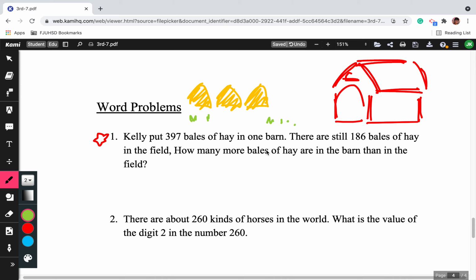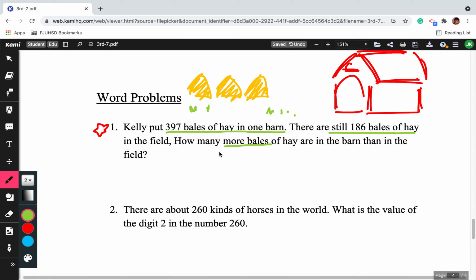Okay, let's look at a word problem. Kelly has 397 bales of hay in one barn. There's still 186 bales of hay in the field. How many more bales of hay are in the barn than in the field? So, what we're trying to compare right now is how many more bales of hay are there in the barn than in the field? So this is probably going to be a subtraction.